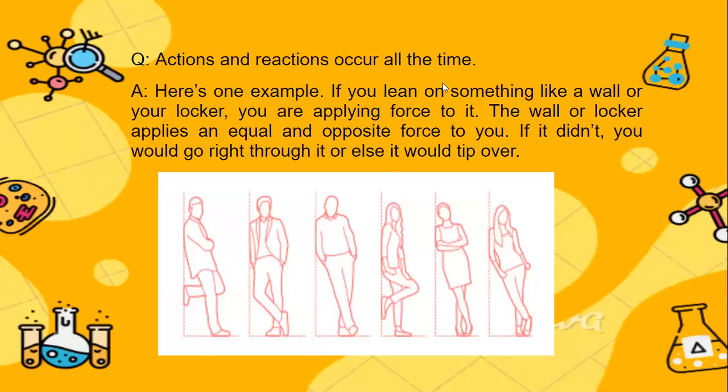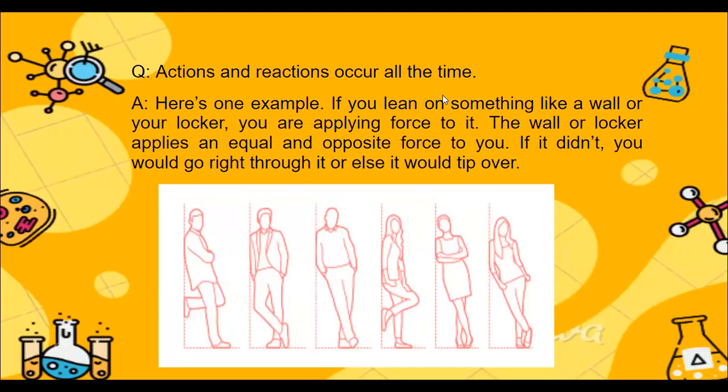All right. And then now we have a question here. Actions and reactions occur all the time. So here is another example. If we lean on something like walls or your locker, you are applying force to it. So the wall or the locker applies an equal and opposite force to you. If it didn't, you would go right through it, or else it would tip over. So that is the importance of the third law of motion, which is the law of action and reaction.